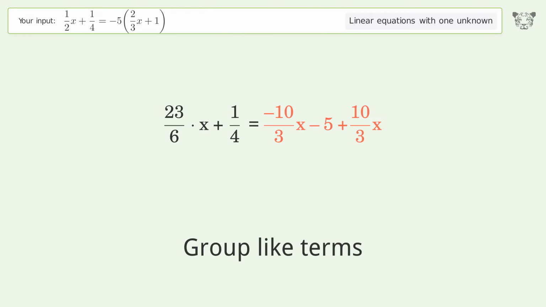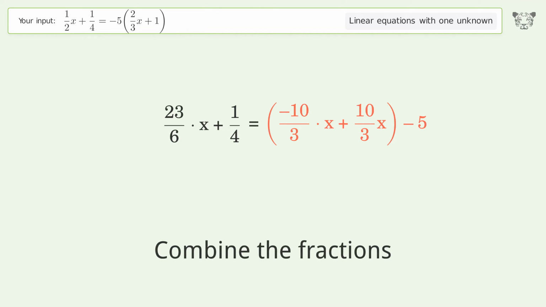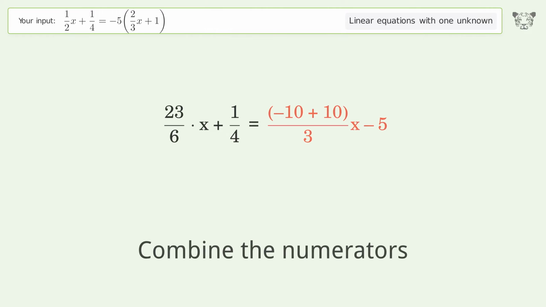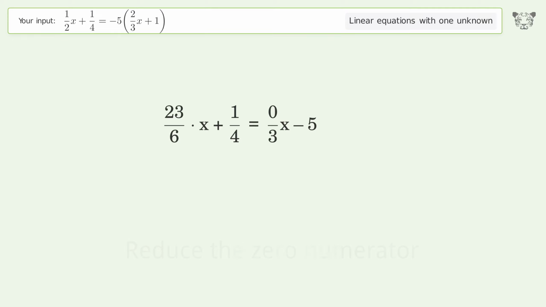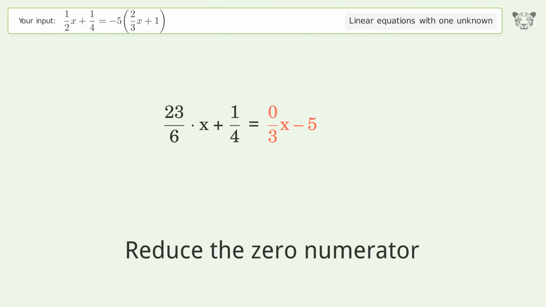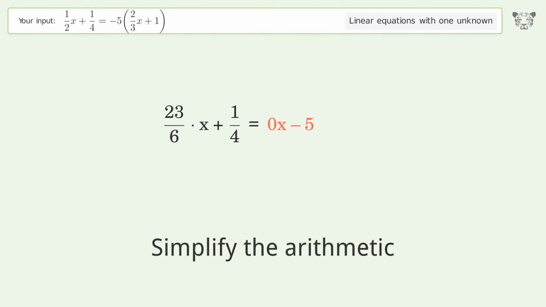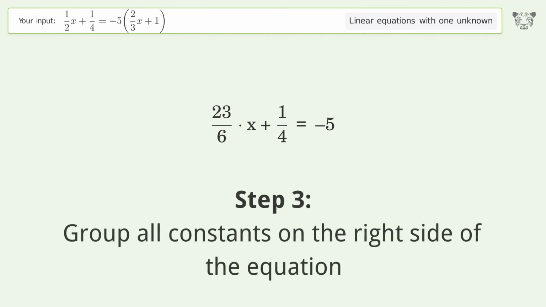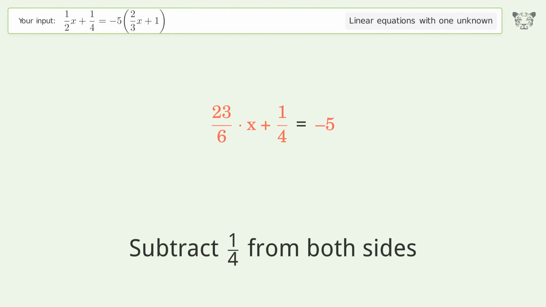Group like terms. Combine the fractions. Combine the numerators. Reduce the zero numerator. Simplify the arithmetic. Group all constants on the right side of the equation. Subtract 1/4 from both sides.